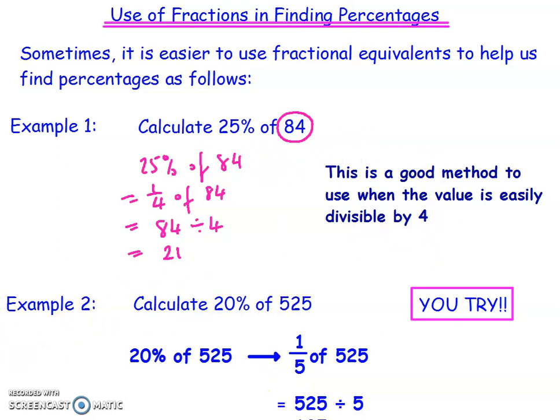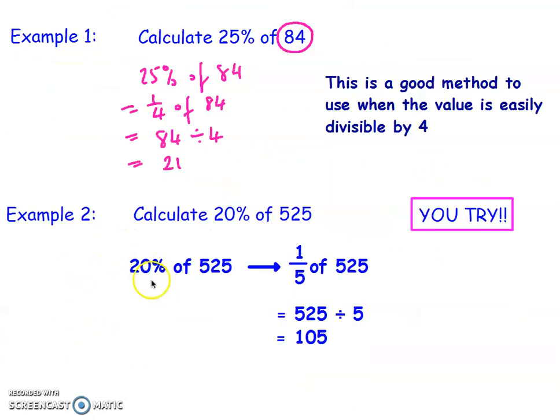Okay, so again here we would have 20% of 525 changed into 1/5 of 525. Pupils would know that to find 1/5 we divide by 5, and that would give us 105.